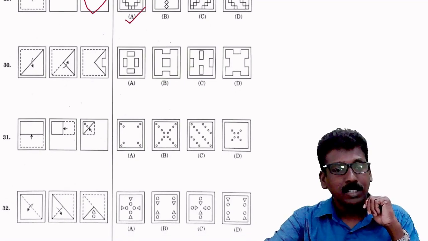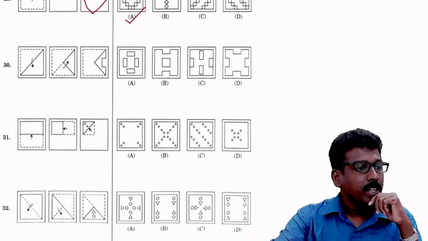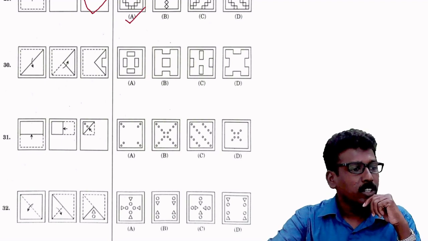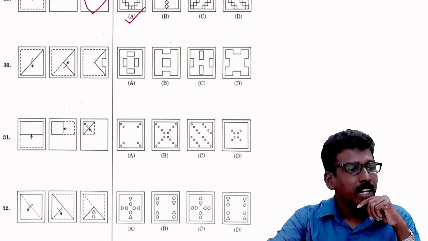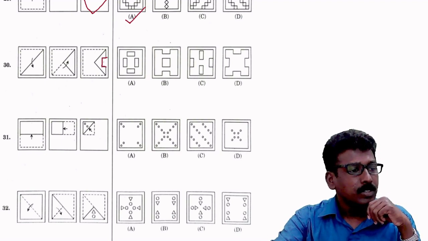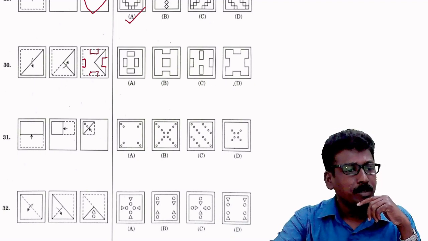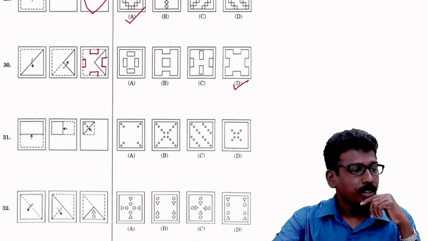Here in question 30, diagonally folded. Again it is folded in half. Then a rectangular cut is made. Now while unfolding, you will get the same cut here. Here also you will get it. Here also. That means that the correct figure will be D.